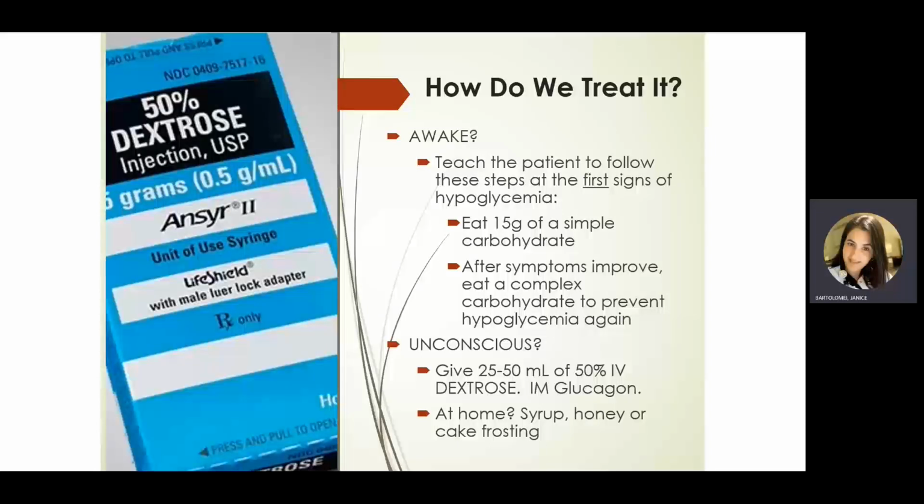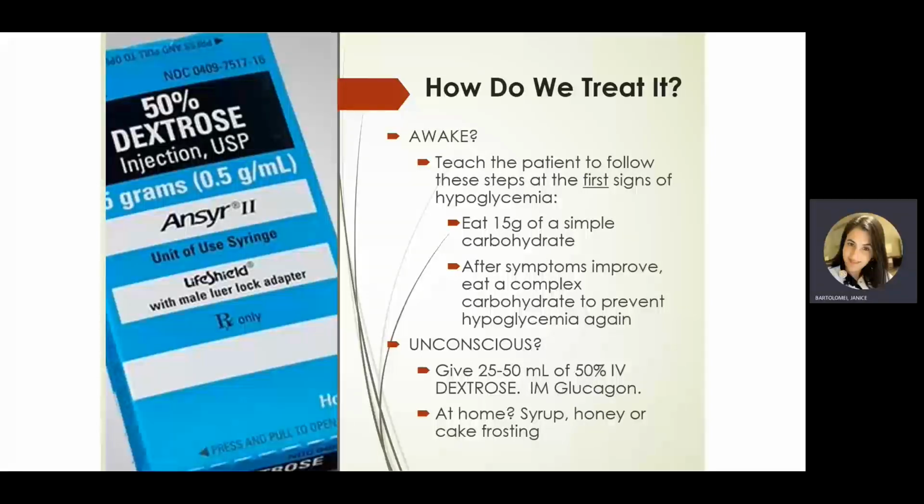At home, what we can do is for sure call 911 immediately. And then you could put in their mucosa, in their mouth, like syrup or honey, by their cheeks or in their mucosas by the lip, cake frosting or anything sugary that the membranes can absorb and can bring hopefully your patient, your family member back.